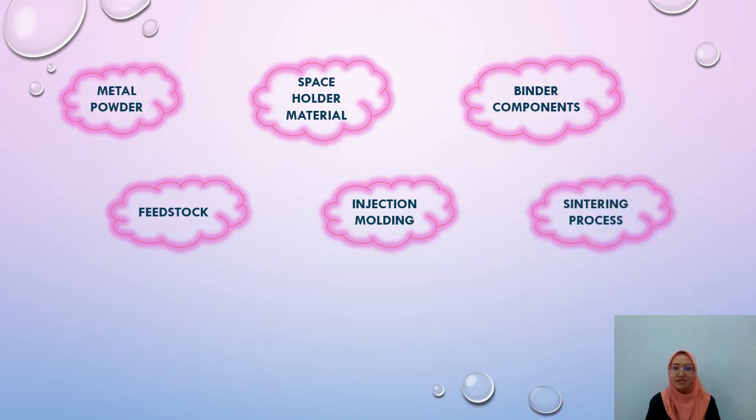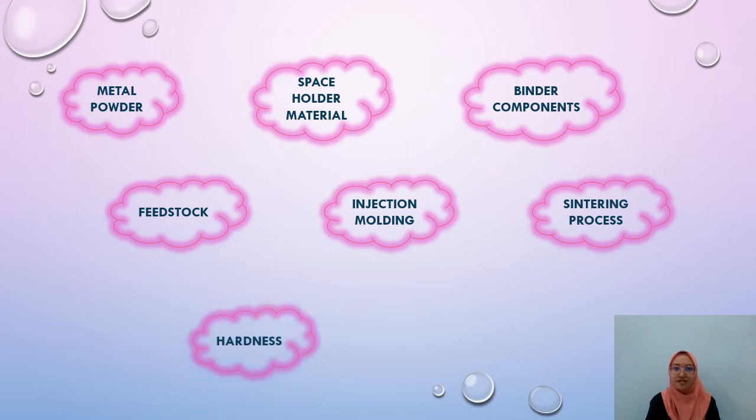Sintering process. The brown component formed after the dissolution process is sintered in this phase. It is a treatment that, when exposed to high temperature, binds the metal particles together and gives the component its strength as the final product.